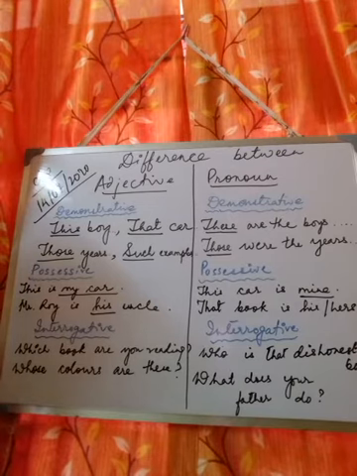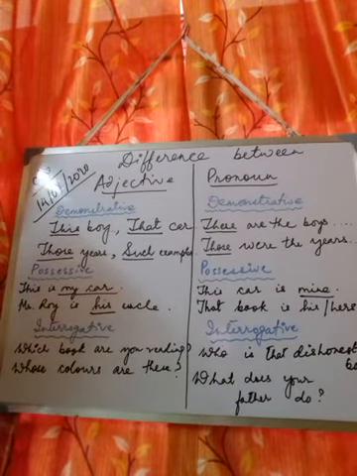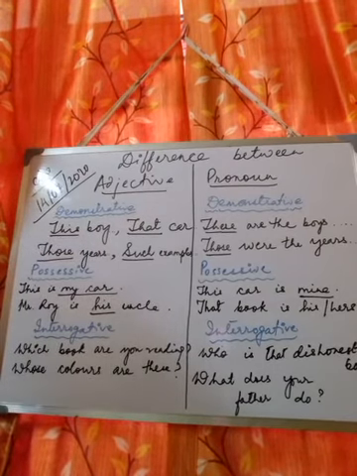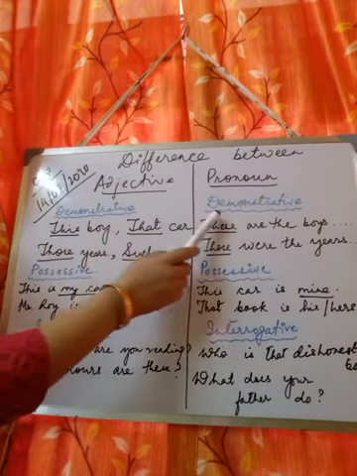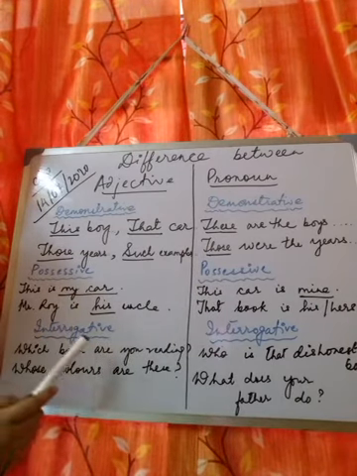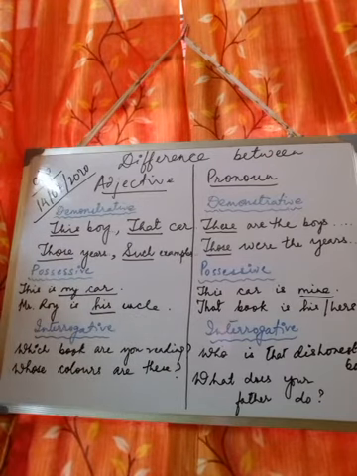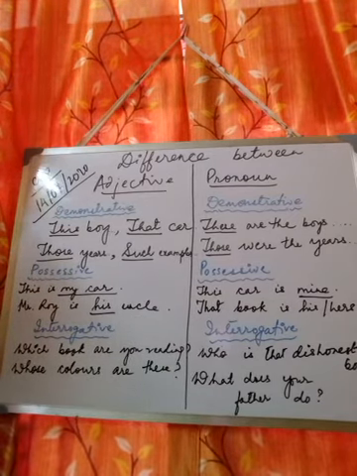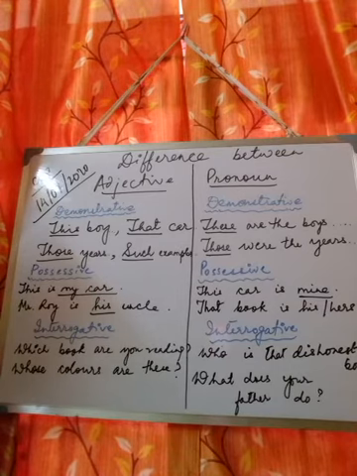We were learning adjectives in a previous class. Today we learn the differences between adjectives and pronouns, especially demonstrative adjective and demonstrative pronoun, possessive adjective and possessive pronoun, and the differences between interrogative adjective and interrogative pronoun. Although we have done a portion of this while we were doing pronouns, yet we'll have a quick recap of these differences.